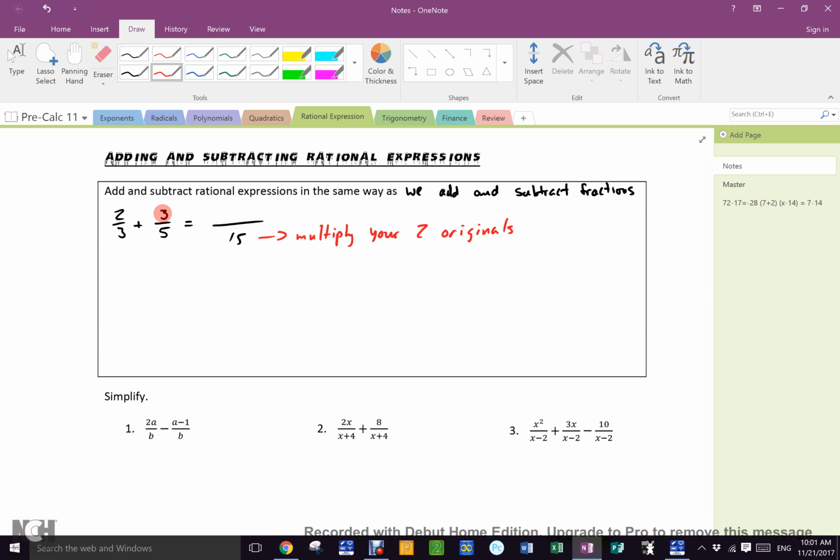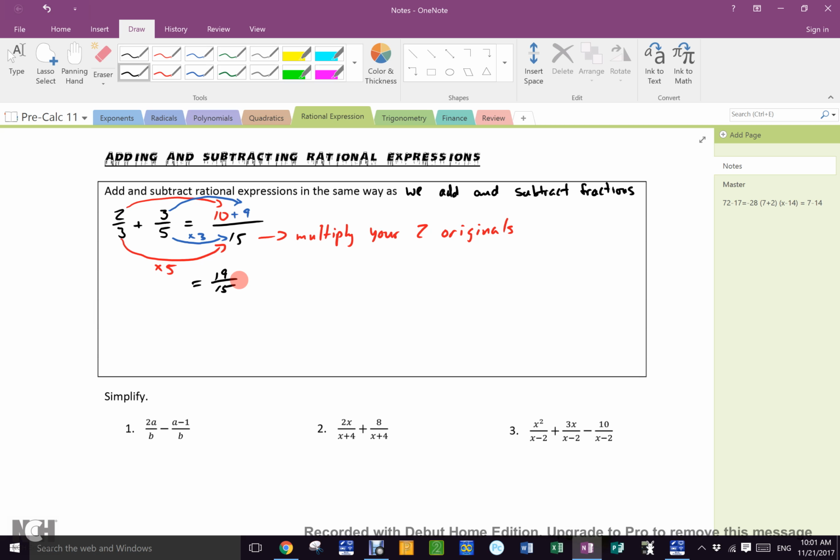Whatever you do at the bottom, you got to do the top. So to make the 3 into 15, I had to multiply by 5. So what do I have to do to the 2? Multiply by 5 to get 10. To make the 5 into 15, I had to multiply by 3. What did I have to do to the 3? Same thing, to get 9. And my answer becomes 19/15. Yes? Right? Everybody can do this in their sleep, yeah?